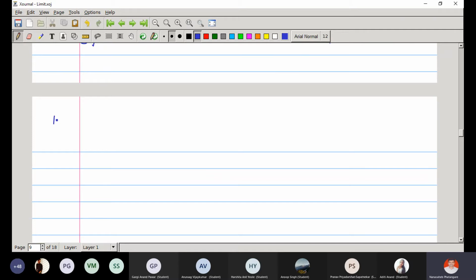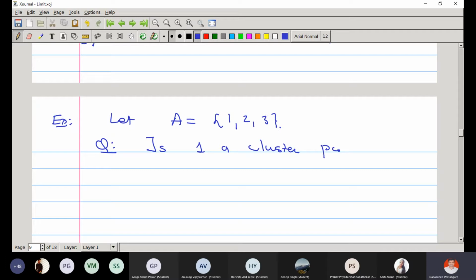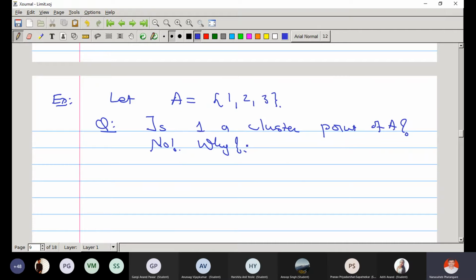Now the next example. Let A be equal to {1, 2, 3}. Right. So this set. Okay. So the question I would like to ask is, is 1 a cluster point? No, sir. No. Why? V dash is empty.